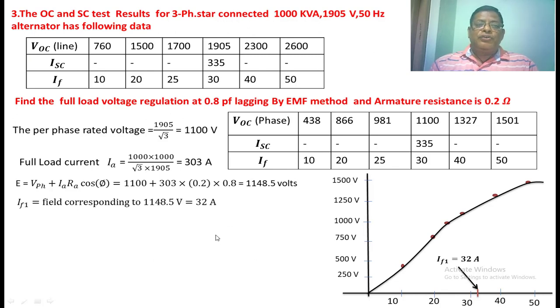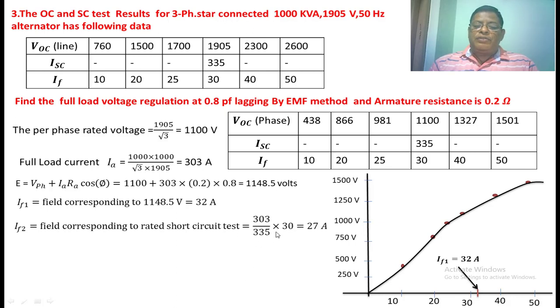Next, rated short circuit current. The rated current of the alternator is 303 amperes; during the SC test, the reading is given as 335 amperes. Now the short circuit current is proportional to the field current. From that relation, we are going to find out the IF2. How much is the field current at 303 amperes of current? So 303 divided by 335 into 30, we are getting 27 amperes.